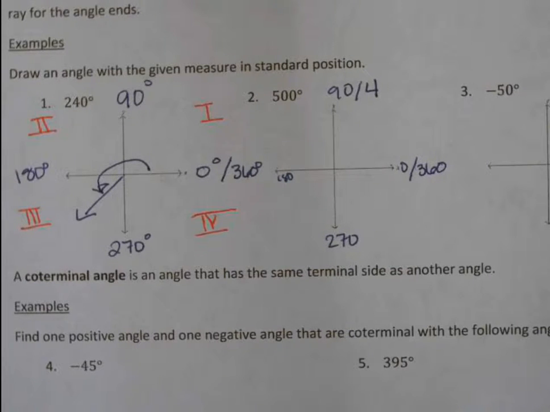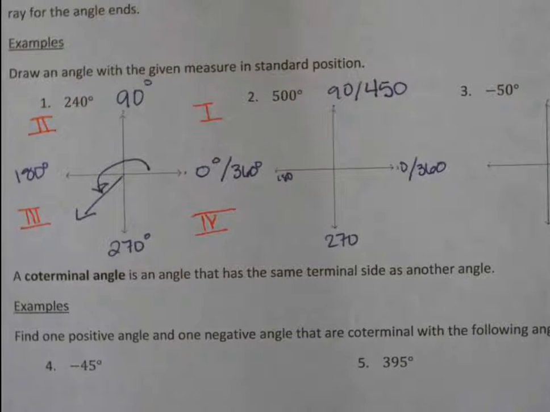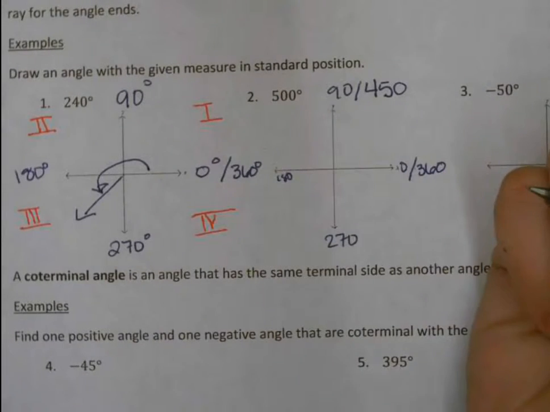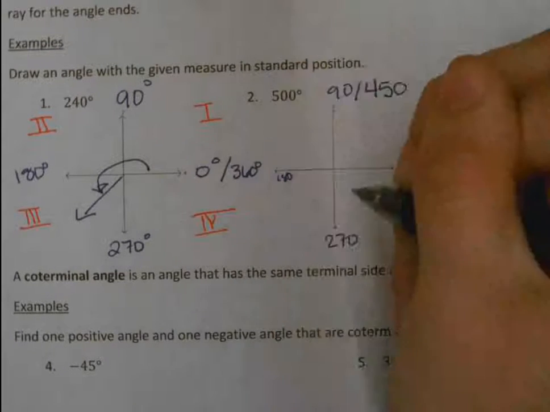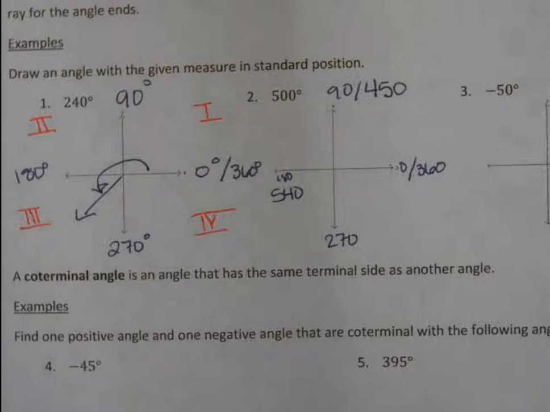360 plus 90. 450. I'm adding 90 to 360. Because I can keep spinning around, I want to figure out where 500 is. 450 plus 90, that's 540. Okay. So 500 is going to be in between the 450 and the 540, right?